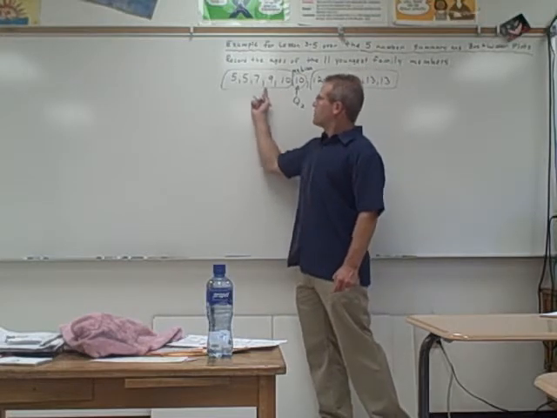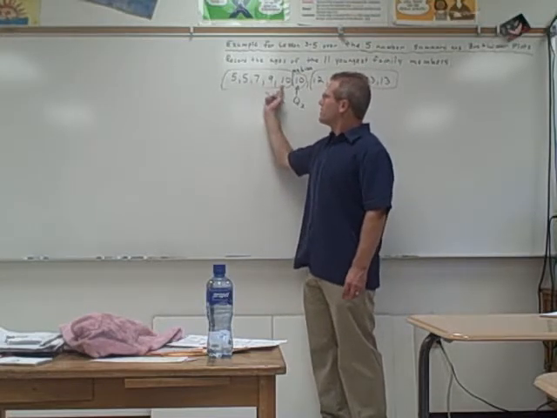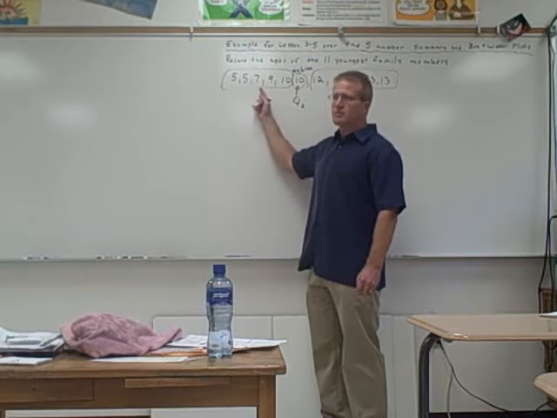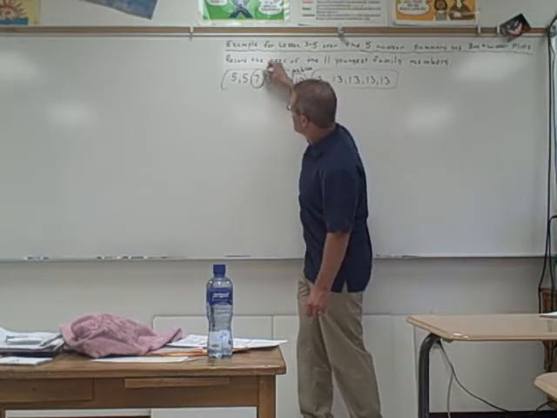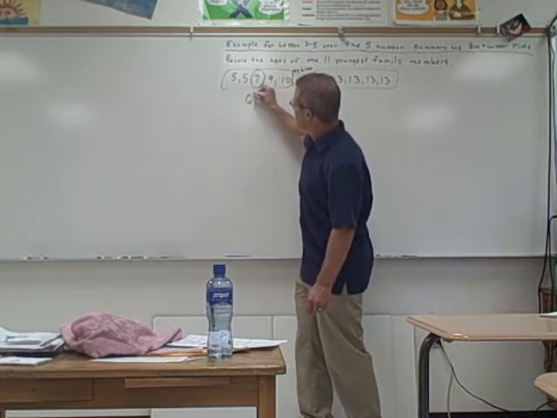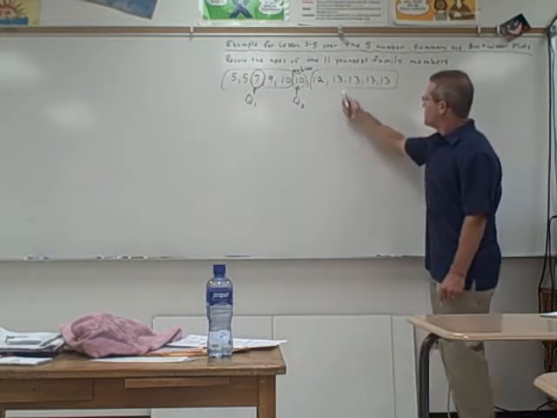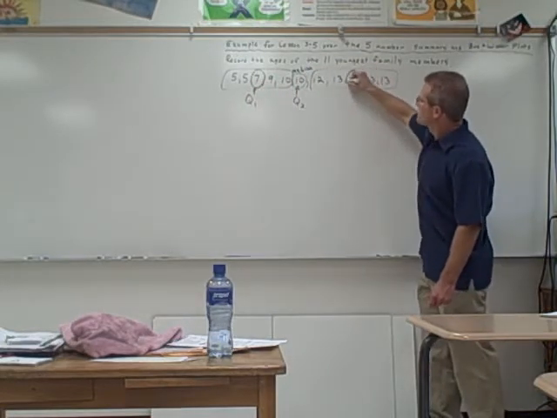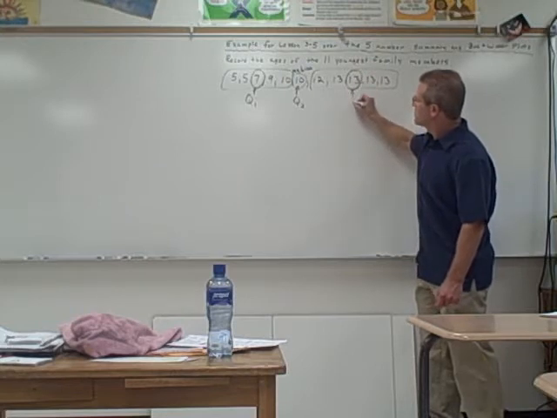Our Q sub 1, if you've got 5 numbers in the bottom half here, find the middle number, which would be which number? 7. That's your Q sub 1, your lower quartile. Up here you've got 5 numbers. Your middle number is going to be a 13. That's your Q sub 3.